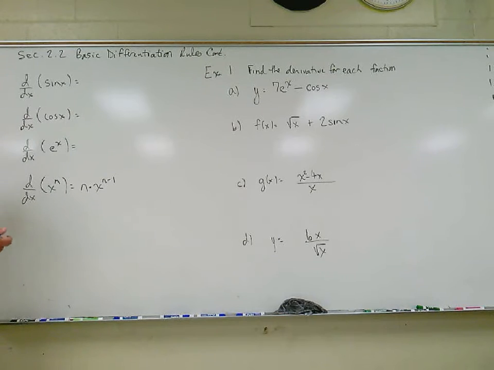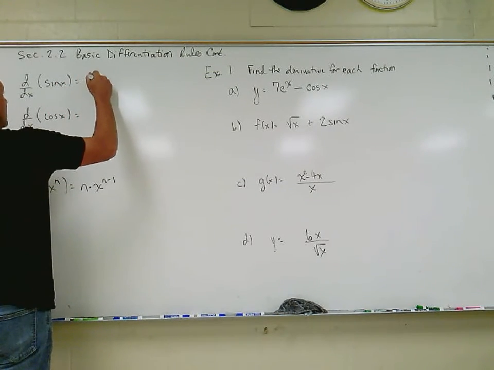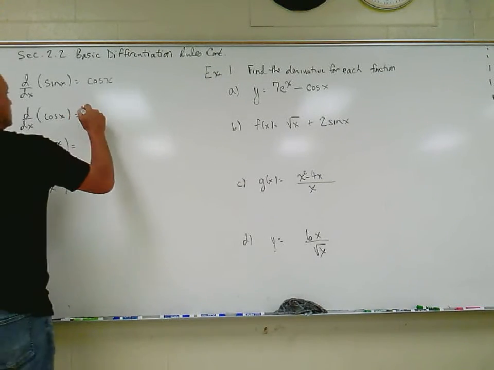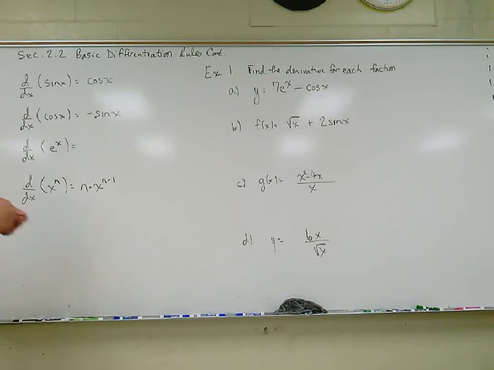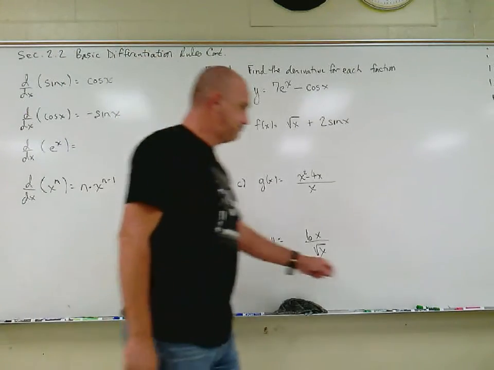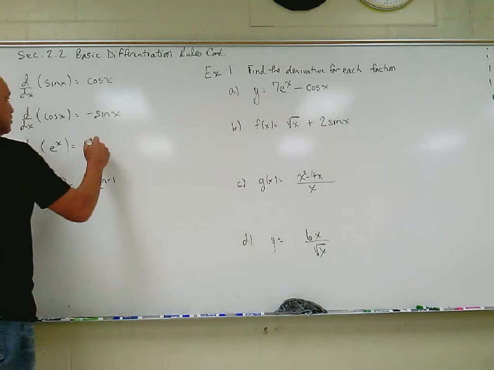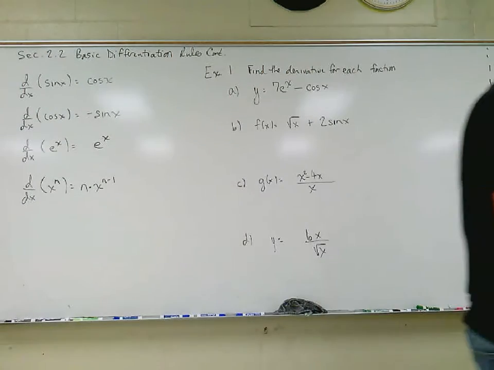So here they are. These are just as important as the power rule, so they need to be memorized. The derivative of sine of x is cosine of x. The derivative of cosine of x is negative sine of x. And the derivative of e to the x, this will be the hardest one you do, is e to the x. That's an easy one.